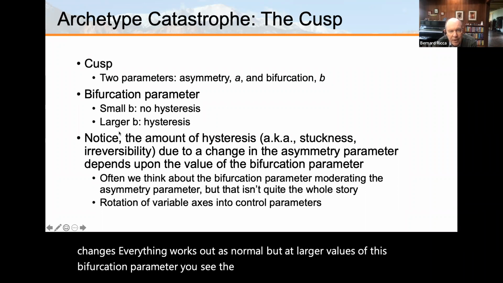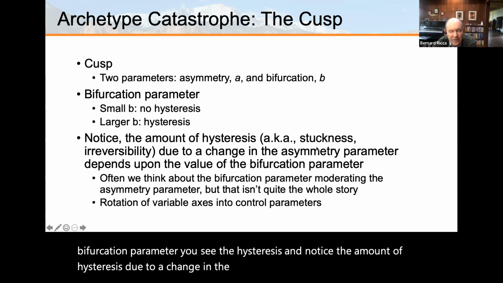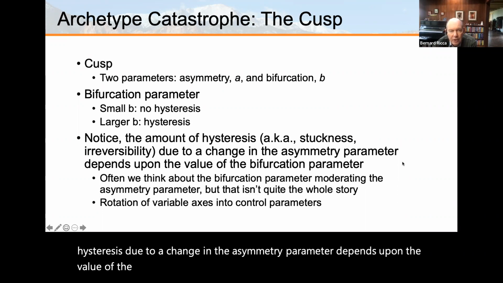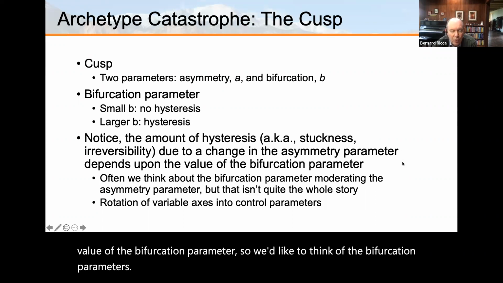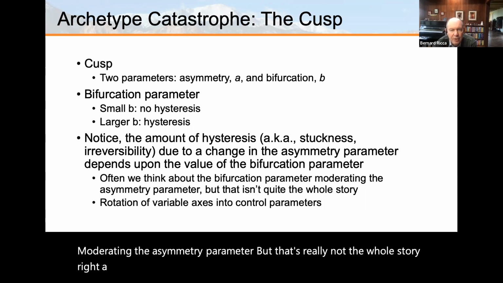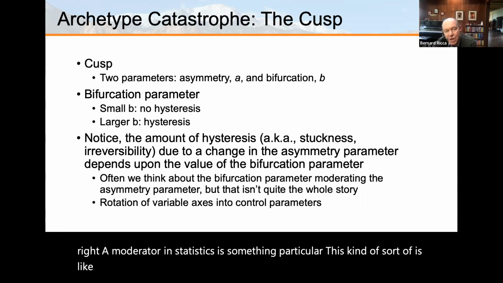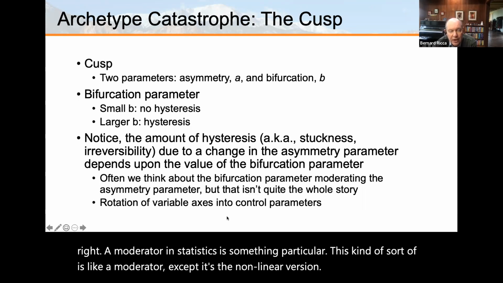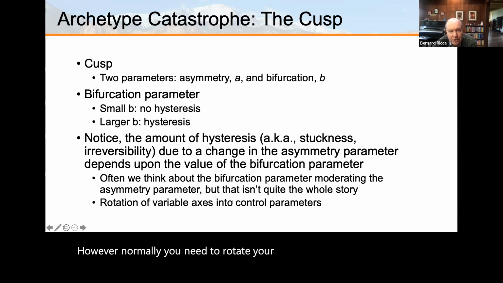And notice the amount of hysteresis due to a change in the asymmetry parameter depends upon the value of the bifurcation parameter. So we'd like to think of the bifurcation parameter as moderating the asymmetry parameter, but that's really not the whole story, right? A moderator in statistics is something particular. This is kind of like a moderator, except it's the nonlinear version. However, normally you need to rotate your variable axis to get to these control parameters.